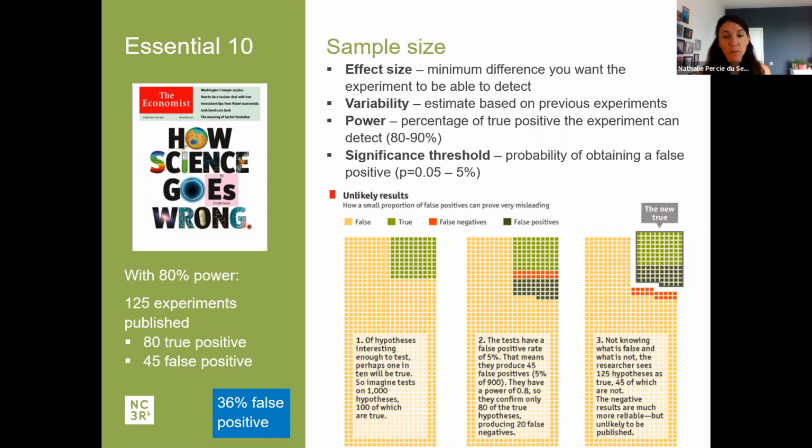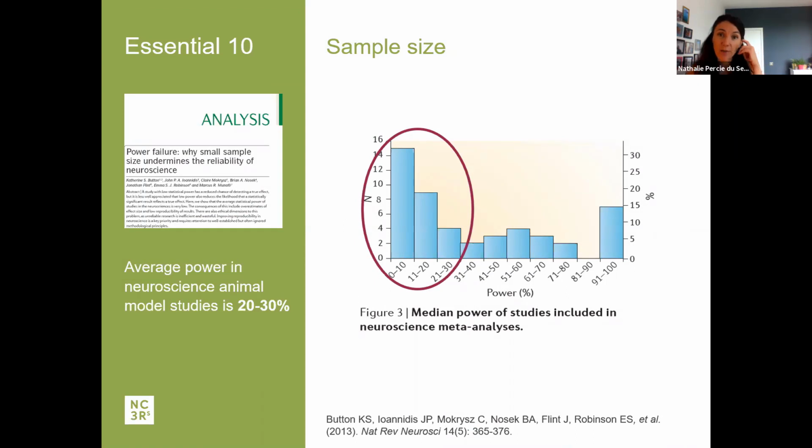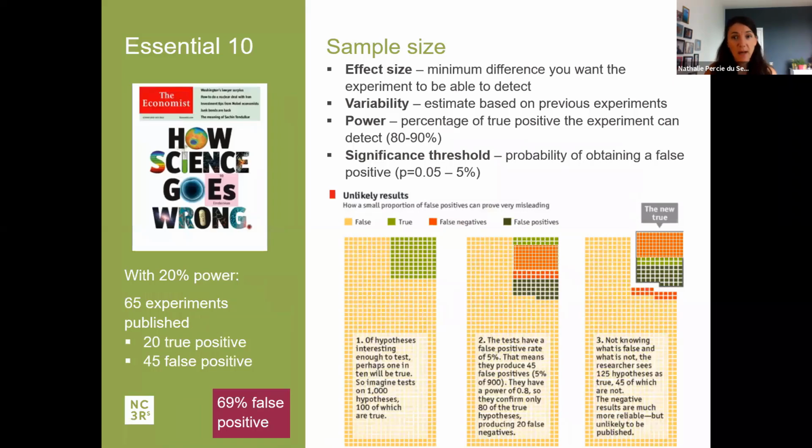So this has got nothing to do with small sample size yet. This is what happens when experiments have powers of 80%. And the issue is that we know that in vivo studies are not normally powered at 80%. And this is a study that was published in Nature Neuroscience a few years ago, which looked at the sample sizes reported in the literature and found that many of the studies are badly underpowered. So the average power in neuroscience animal model studies was actually between 20 to 30%. The median was 21%.